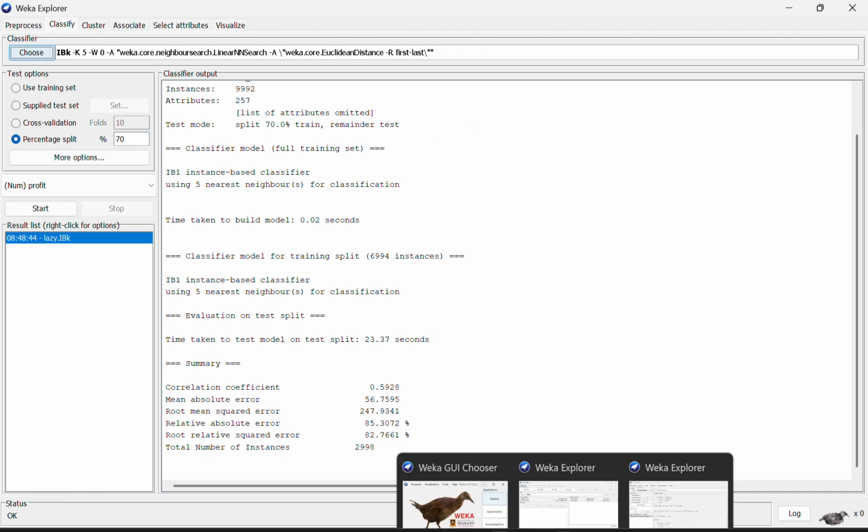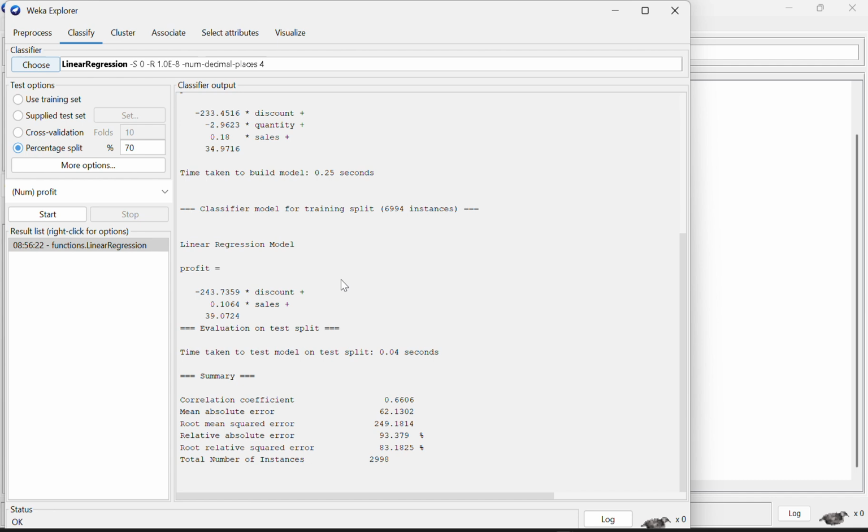And first of all, my linear regression. Yes, this is the linear regression. I selected features based on correlation, and checked for multicollinearity using the variance inflation factor. Numerical features were standardized to prevent scaling issues. This model assumes a linear relationship between predictors like sales or discount and the profit.